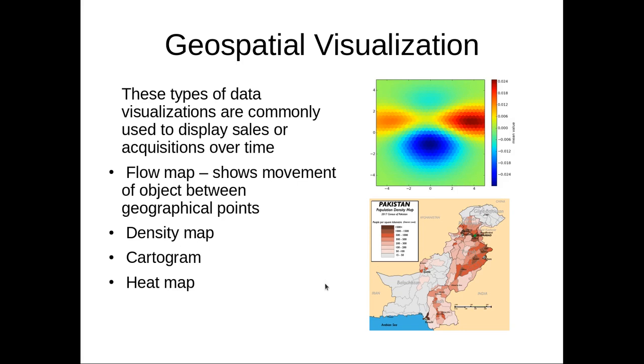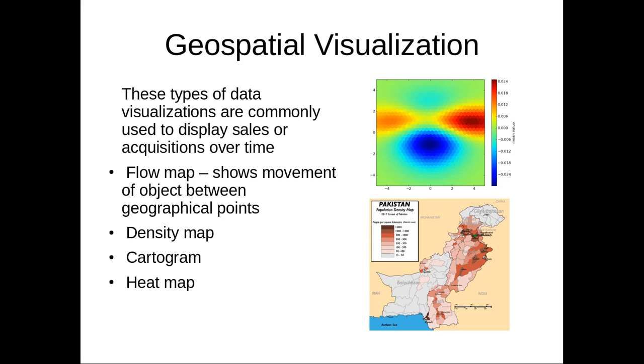Then we have geospatial visualization, which is the type of visualization commonly used to display sales or acquisition over time. So, for example, if during war a country is acquiring some territories, or if a disease is spreading through different regions in a country or the world, they can be shown using geospatial visualization.